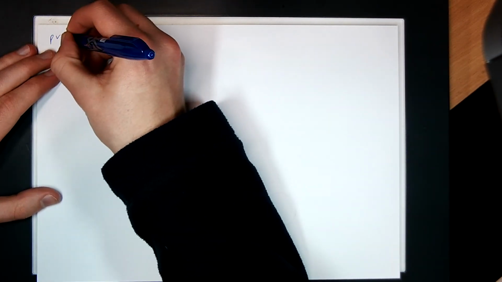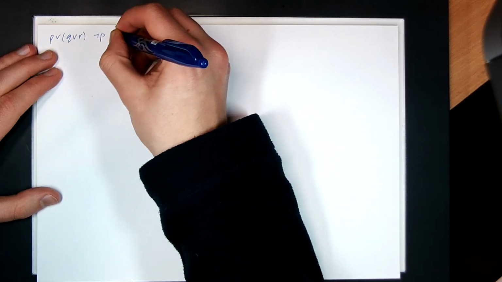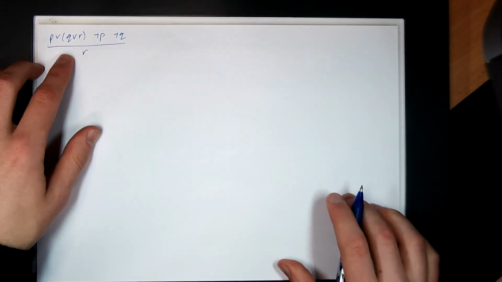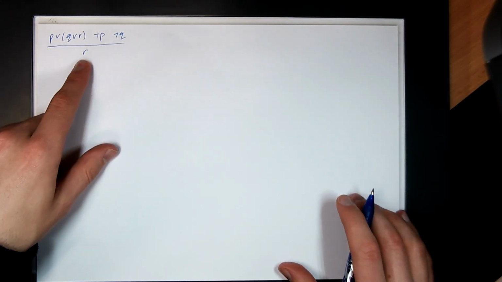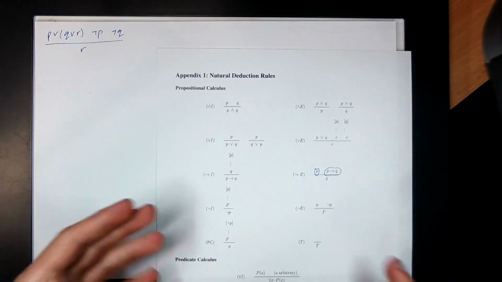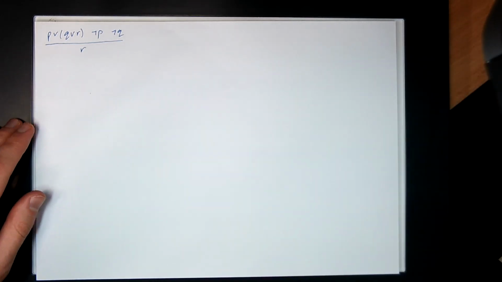So I need to prove R from P or Q or R, not P, not Q. What's this problem saying? Well, one of these three is true, and it's not P and it's not Q, so I guess it's got to be R, right? That's what this statement is saying. So I'll keep my rule sheet at the ready. You should never do these proofs without having your rule sheet on hand. I sometimes forget the rules, so it's good to have it. So let's have a crack.